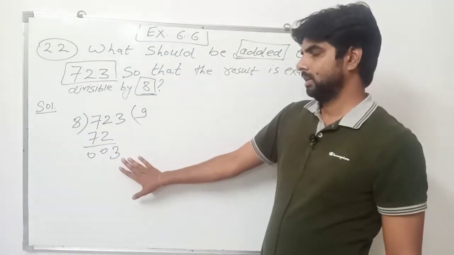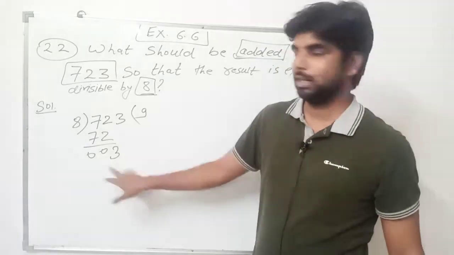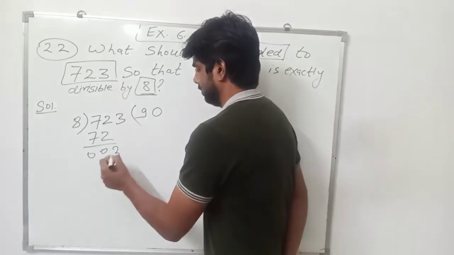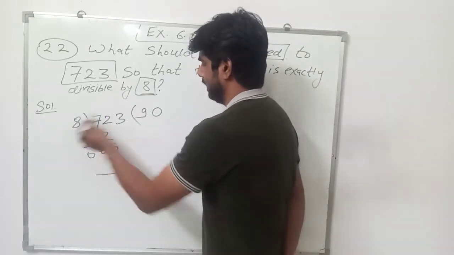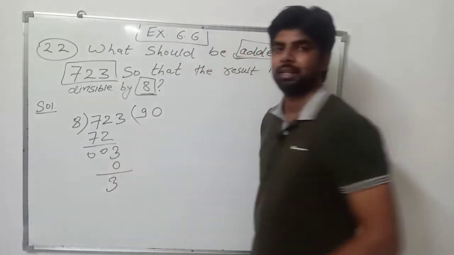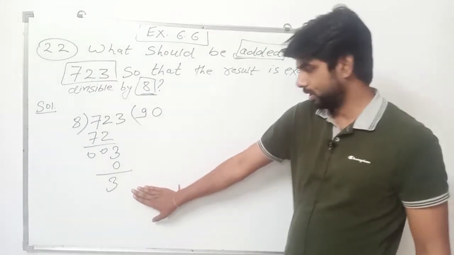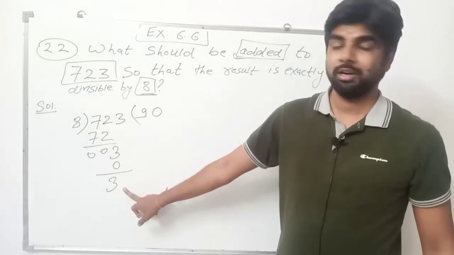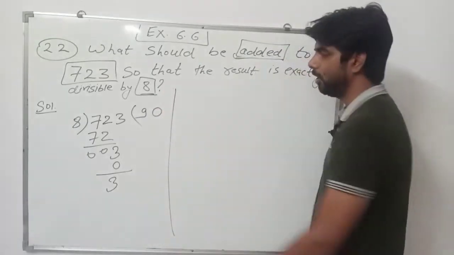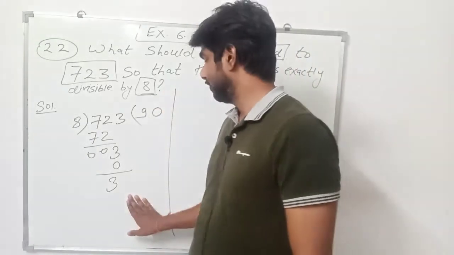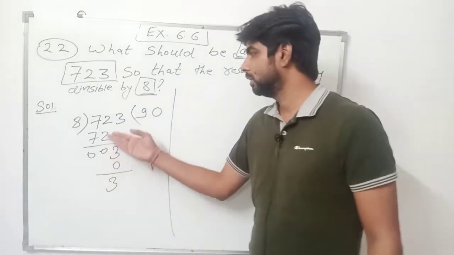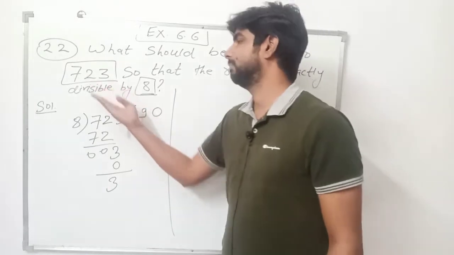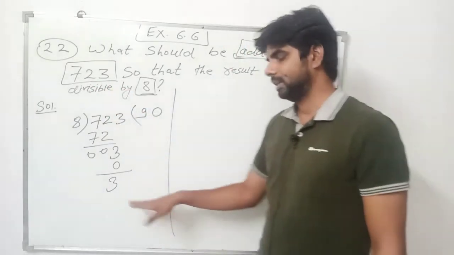Whenever we get a number which is smaller than the divisor, what do we do? We multiply the divisor by 0. 8 zeros are 0 and we get 3 as our remainder. So now what we get is 3 as our remainder. Now you will be thinking that we will subtract this 3 from, or we will add this 3 to 723 so that we will get a number which will be divisible by 8.